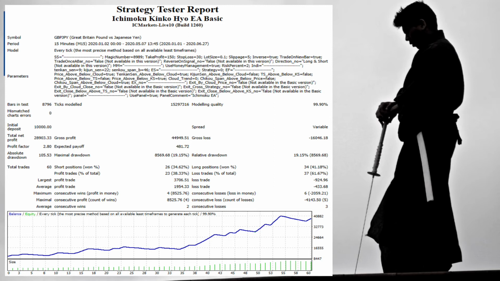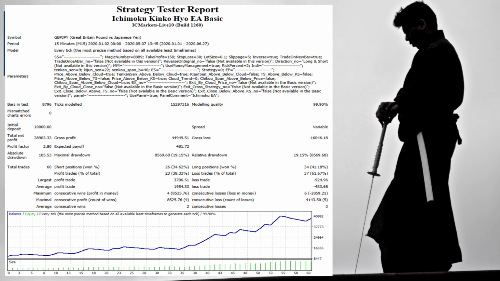Now, if you look at the percentage of profitable trades, it's 38%. So you might think that's a bit low, but it doesn't really matter, to be honest with you, because if you look further down at the average profit trade, it is almost $2,000 versus an average loss trade of 433. So the wins are more than 4 times larger than the losses, and at a 40% ratio, it actually is a very good win rate.